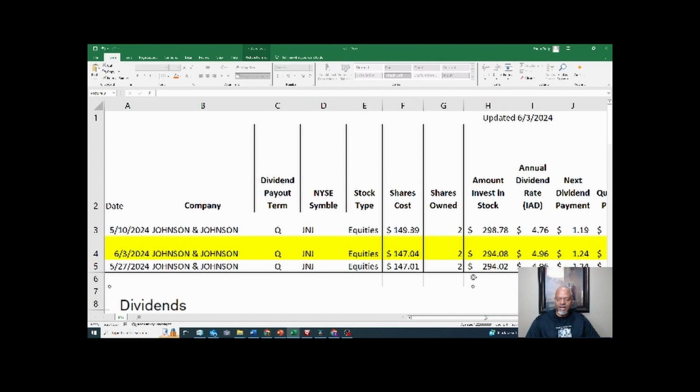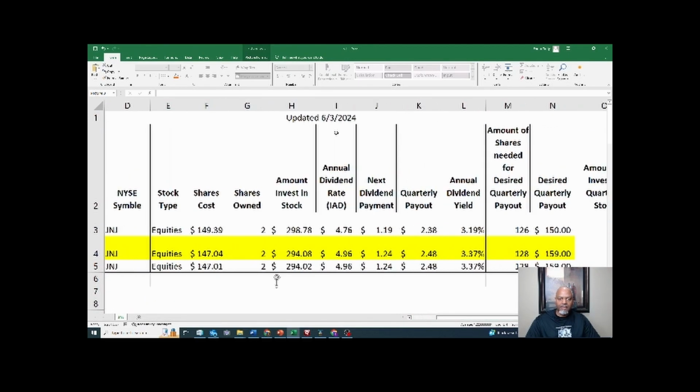Now, getting back to the columns. We left off at I, and we're now finishing with J, or starting with J today. So in column J, next dividend payment. So I was trying to figure out how this calculated, right?